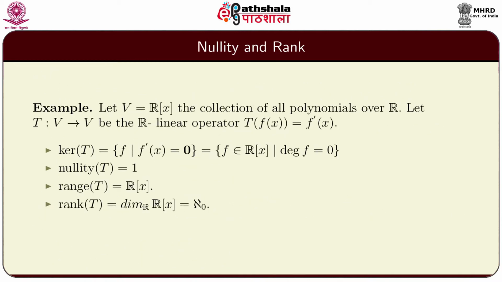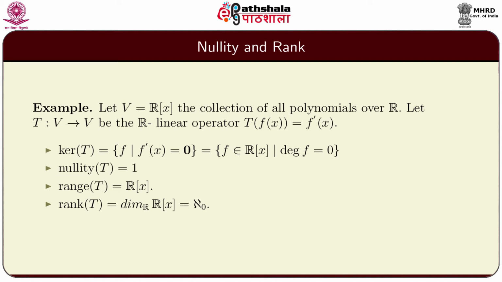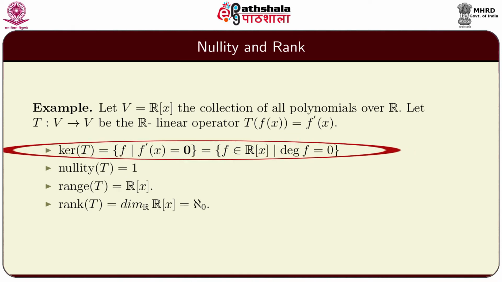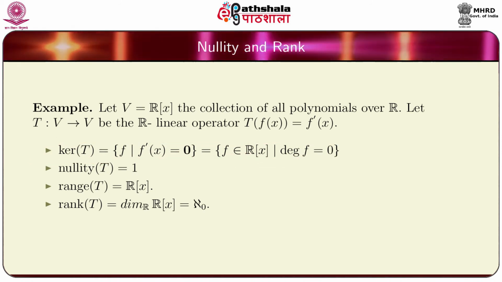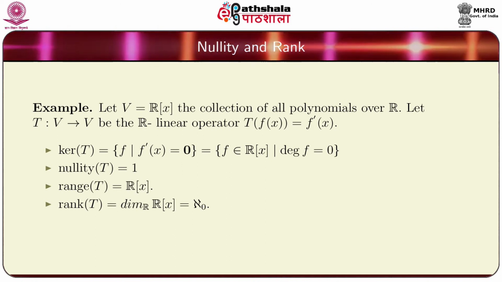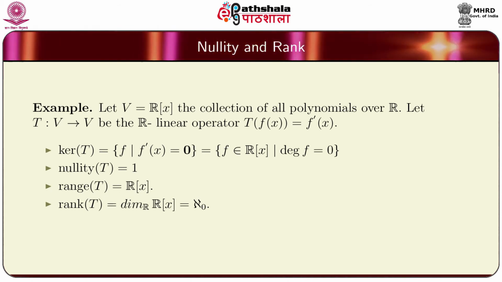Again the example of the differential operator. So, V denotes the collection of all polynomials with real coefficients in the indeterminate x, the vector space R[x], and T from V to V is the linear operator T of f(x) equal to f'(x). Then kernel of T is the set of all polynomials f such that f'(x) is 0, which would mean those polynomials which are the constant polynomials, that means degree f is 0.